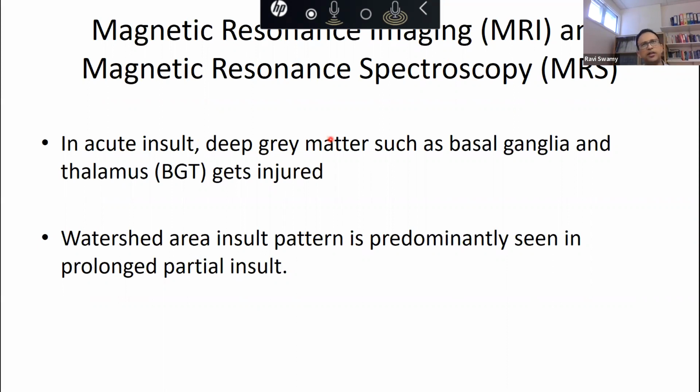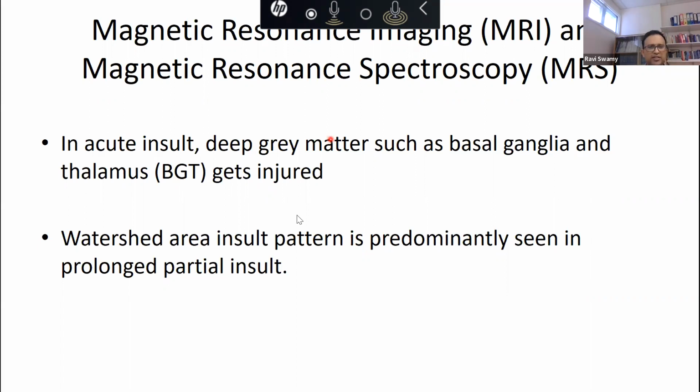Ultrasound scans, you do it yourself. Unless you ask a radiologist to do it, you don't get a report. But in the middle of the night, when you want something, it's a point of care. So that's why with ultrasound scan, you need to know it completely in and out. MRI, MRS, you will have a neuroradiologist who will report it.